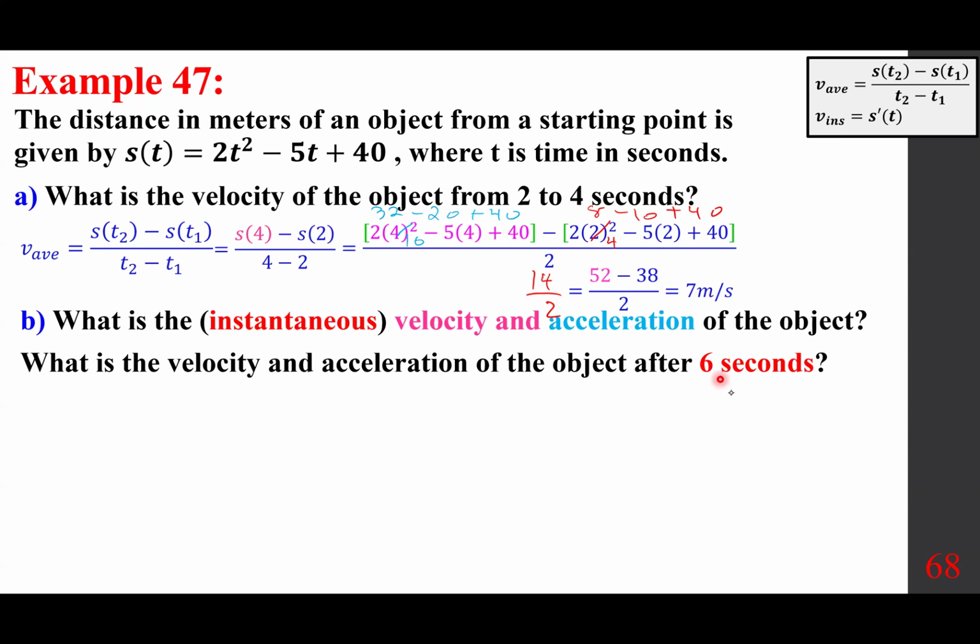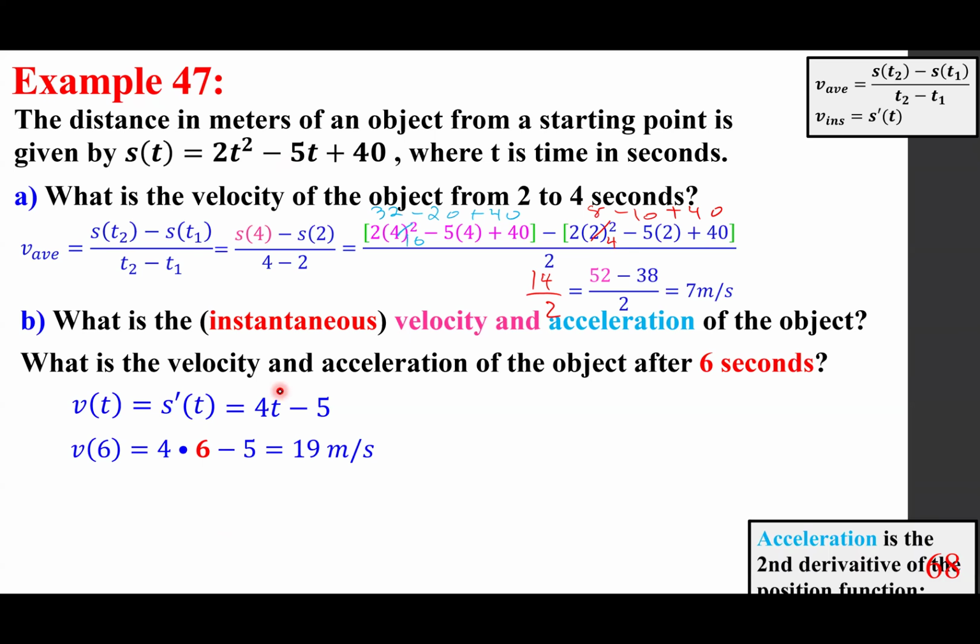In general, when they give you 1 point in time, that means differentiation. So V is S prime, which is 4t minus 5. Replace the t. 4 times 6 minus 5 is 19 meters per second.